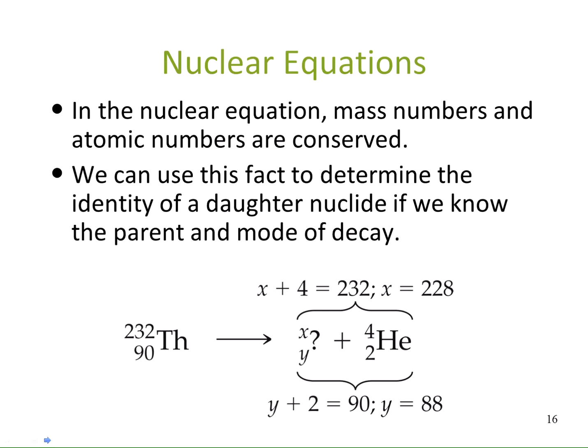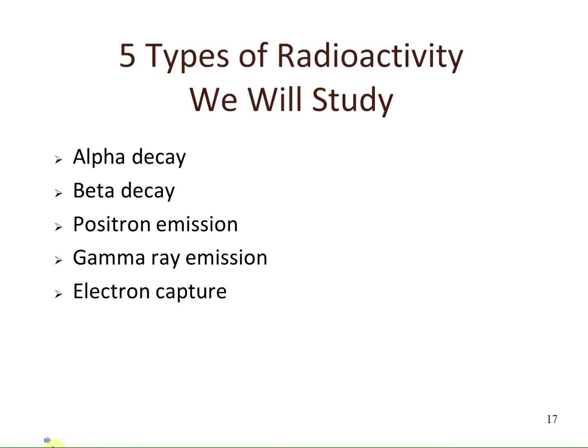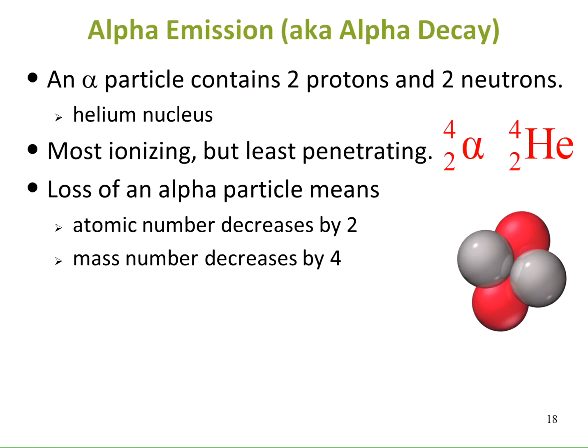So in the nuclear equation, mass numbers and atomic numbers are conserved, and we use this fact to determine the identity of a daughter nuclide if we know the parent and mode of decay. Here we're just showing the algebra of how we figured out what this ion was. We're going to be looking at 5 types of radioactivity: alpha decay, beta decay, positron emission, gamma ray emission, and electron capture.